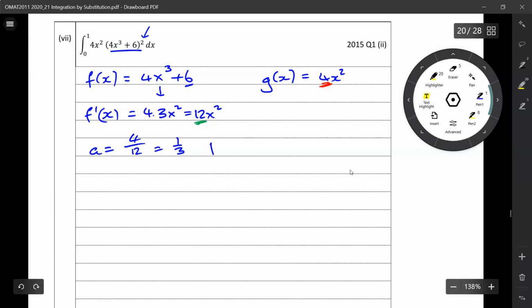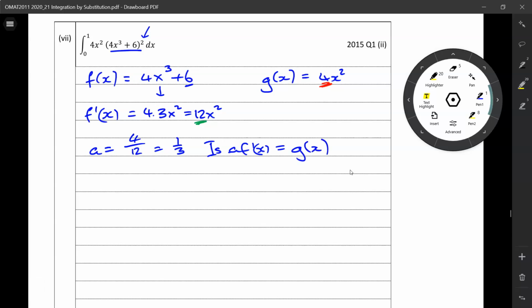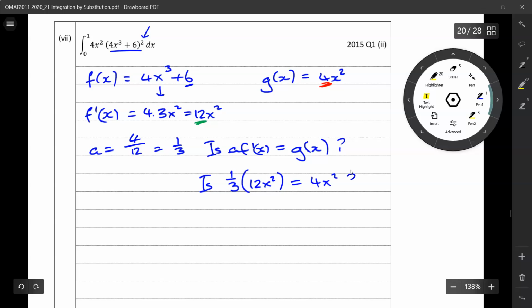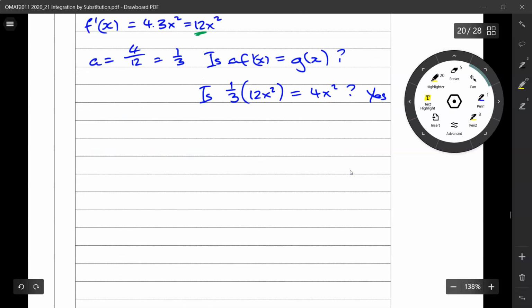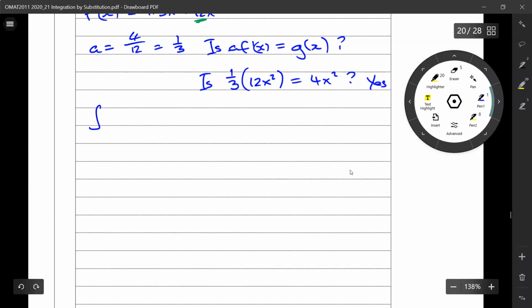And then the question is, is a times the first derivative of f of x equal to the second function in the product, g of x? So let's multiply this out. 1/3 times 12x squared, is that equal to 4x squared? And of course it is, yes. 3 goes into 12 4 times. So that is true, which means we can use our formula.